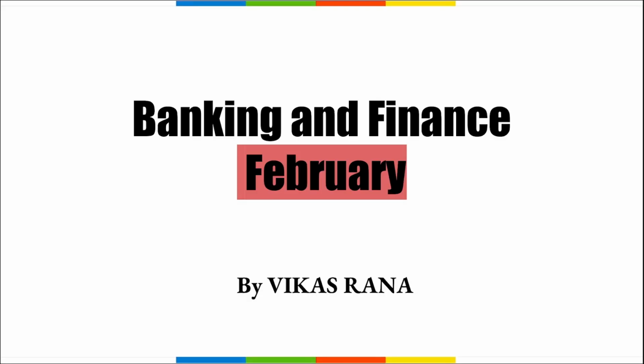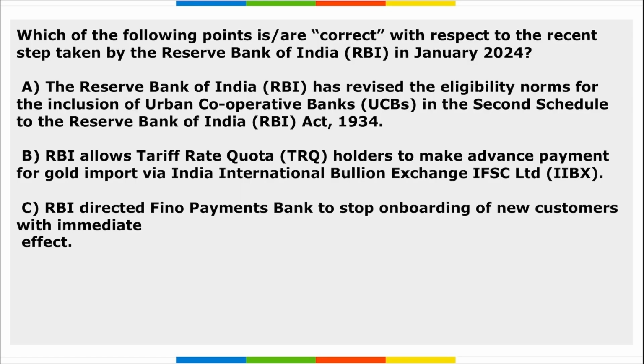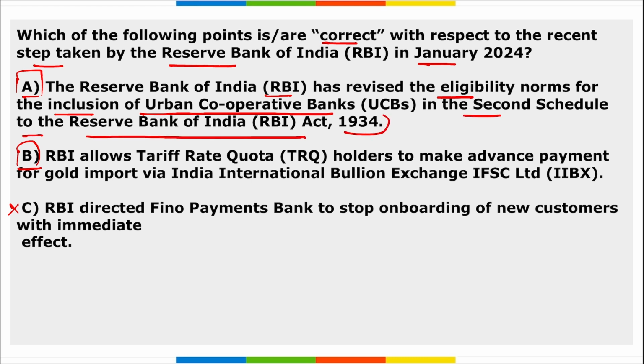Hello everyone. In this video we will be discussing banking and finance for the Feb month. Let's start. First question: which of the following points are correct with respect to the recent steps taken by RBI in Jan 2024? If we look at the options, option A and option B are right, C is wrong. A says that RBI has revised the eligibility norms for the inclusion of urban cooperative banks in the second schedule to the Reserve Bank of India Act of 1934.